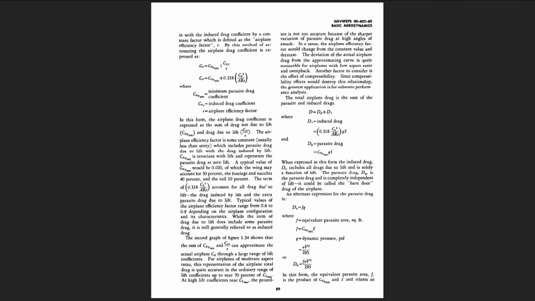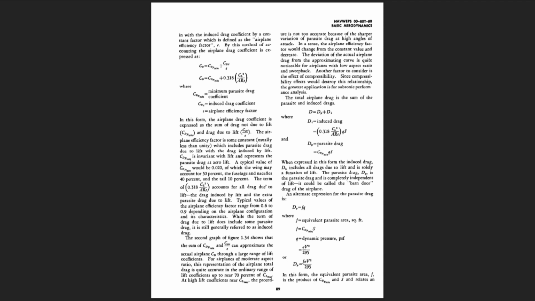When expressed in this form, the induced drag, DI, includes all drags due to lift and is solely a function of lift. The parasite drag, DP, is the parasite drag and is completely independent of lift. It could be called the barn door drag of the airplane.